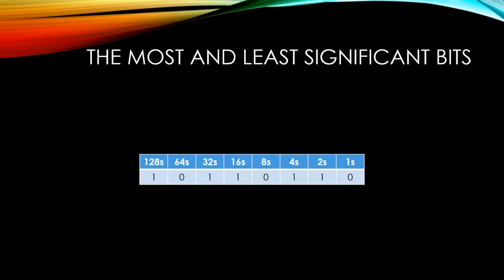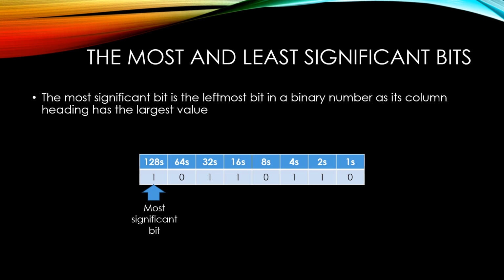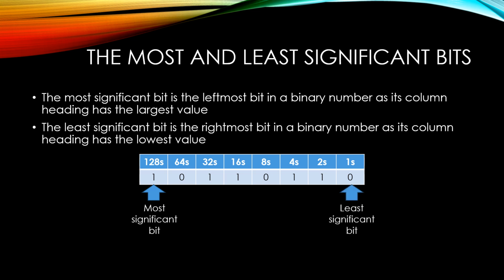The most significant bit is the leftmost bit in a binary number. This is because its column heading has the largest value, and therefore, whether or not there is a 1 in this column has the most significant effect on the total number being represented. The least significant bit is the rightmost bit in a binary number, as its column heading has the lowest value. Therefore, whether there's a 1 in this column has the least significance in the overall value being represented.